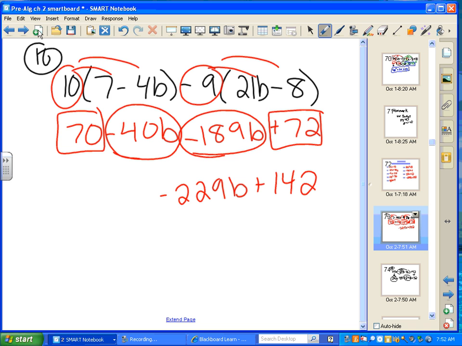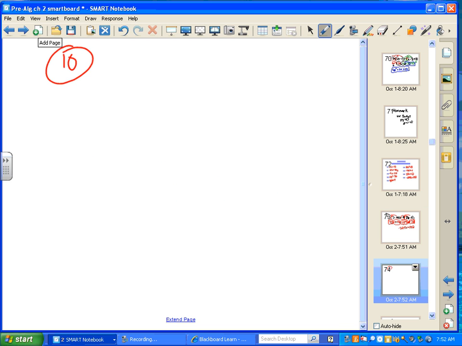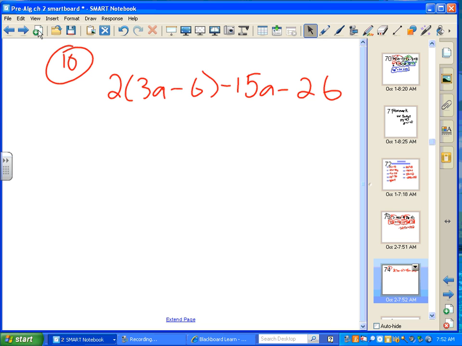Okay, so let me just go through the first part of it with you then. For number 10, we have this problem. First thing you do is distribute the 2 through. So you have 6a minus 12. Drop down the minus 15a and the minus 26.